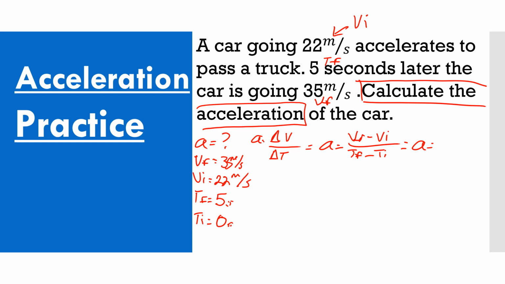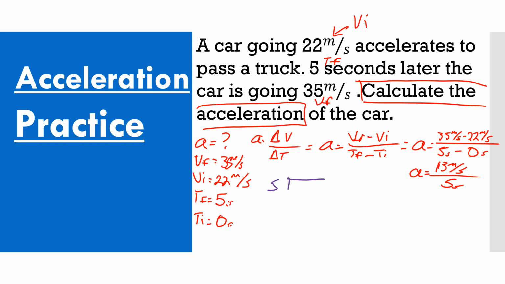So our velocity final, 35 meters per second minus 22 meters per second. Our time final, 5 seconds minus 0 seconds. And so when we do our math, we're going to end up with 13 meters per second over 5 seconds. And so let's go ahead and do our math, and we're going to use the long form.